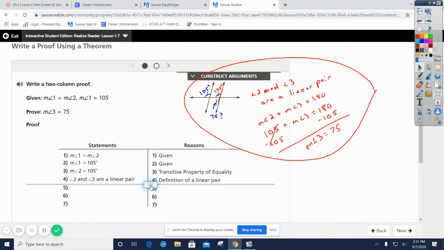Okay, and then from there, they said angle 2 and angle 3 are a linear pair. Didn't we say that over here? That's what we did over here already. So again, you can do this. It's just organizing it is where you gotta be careful here.